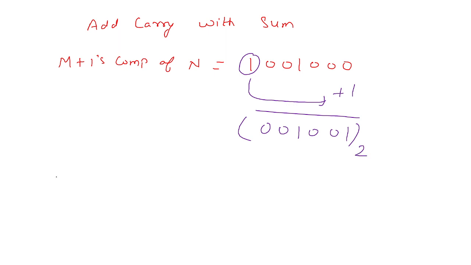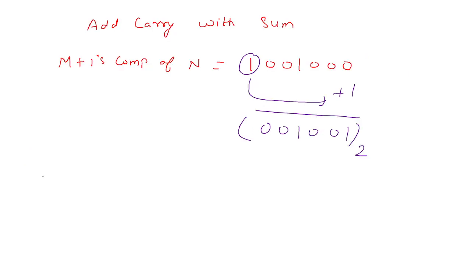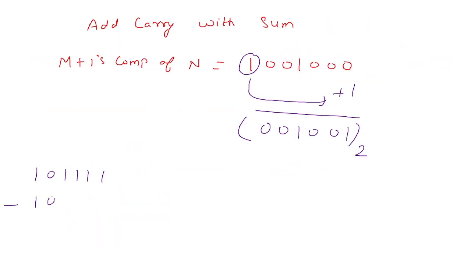So what numbers we had? We had number 101111 minus 100110. With the help of subtractions using 1's complement, we got result 001001. You can verify this result is correct.